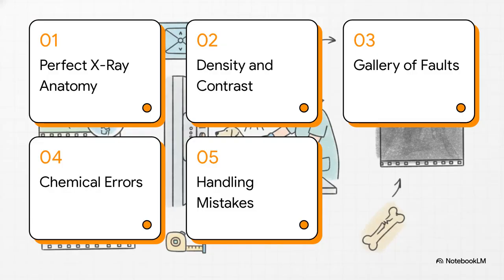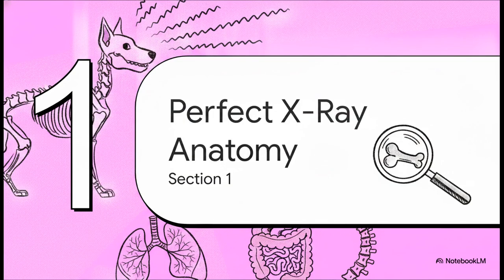So, here's our game plan for today's medical detective training. First, we'll look at the anatomy of a perfect X-ray. 2. Mastering density and contrast. 3. The rogues gallery of faults. 4. Chemical and processing errors. And finally, 5. Handling and setup mistakes. Let's get to it. All right, starting right off with Section 1.